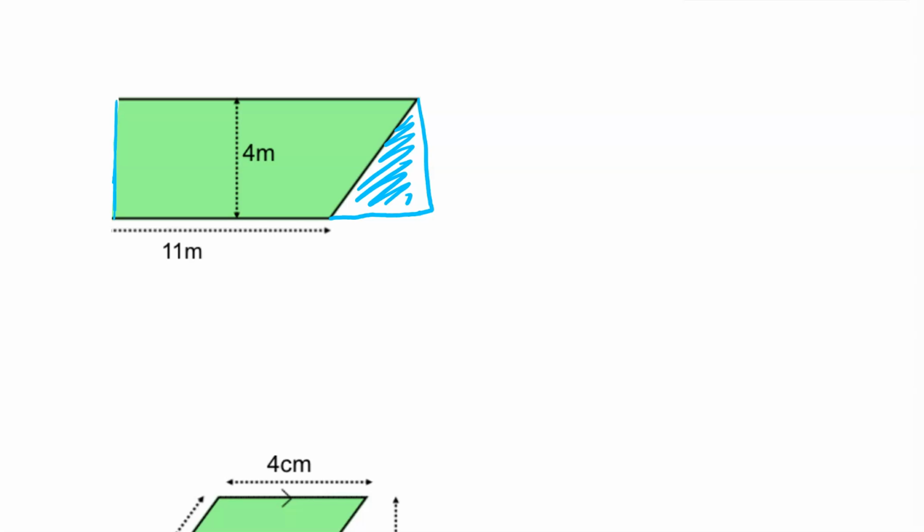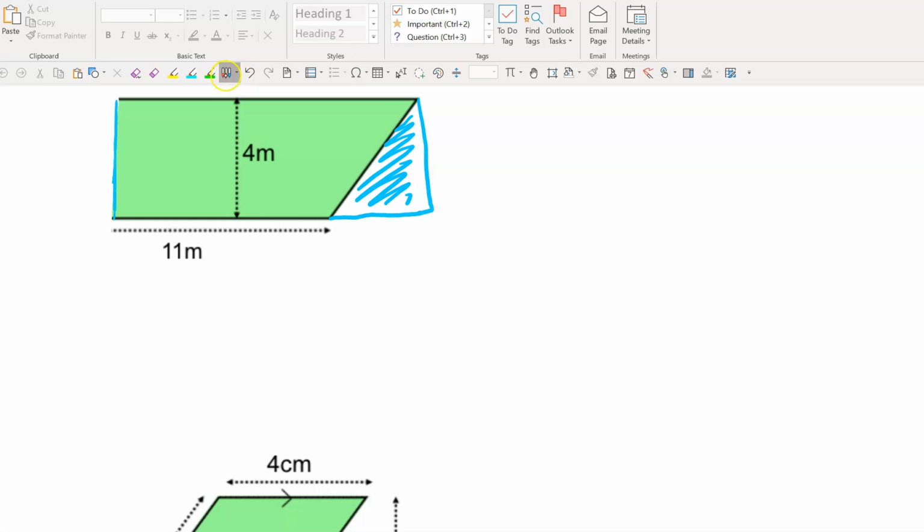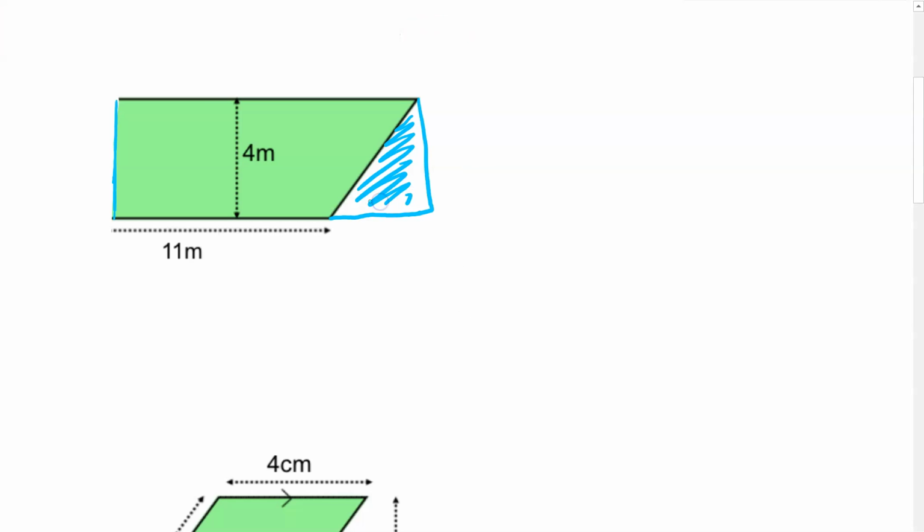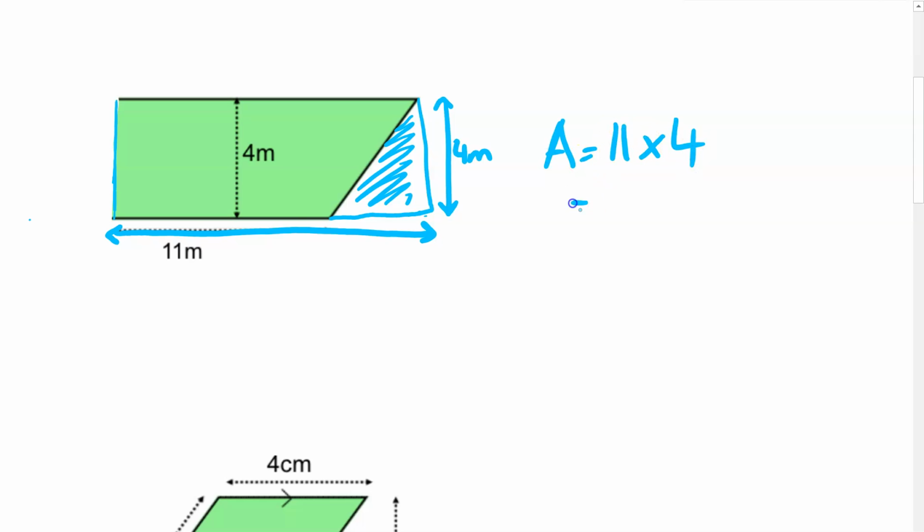How wide is that rectangle, do you think? Well, the little bit that we chopped off here is the same as this bit here, so the 11 still goes all the way along. How tall is this rectangle? It's 4 meters. And how do you find the area of a rectangle? You multiply them together. So 11 times 4 is 44, and it's in meters, so that would be meters squared.